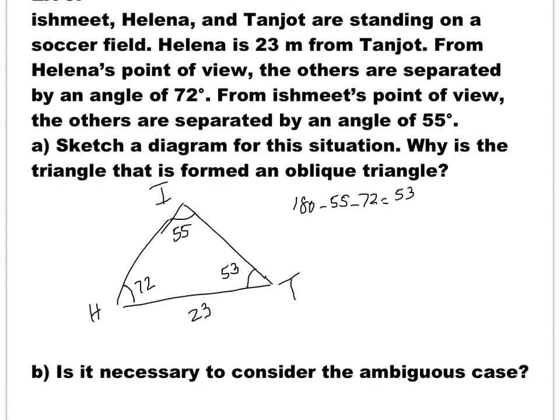Now, this is the sketch of this problem, so part A. The question is, why is the triangle that is formed an oblique triangle? Because all three angles inside the triangle are less than 90, and the triangle has no right angle. This is an oblique triangle.